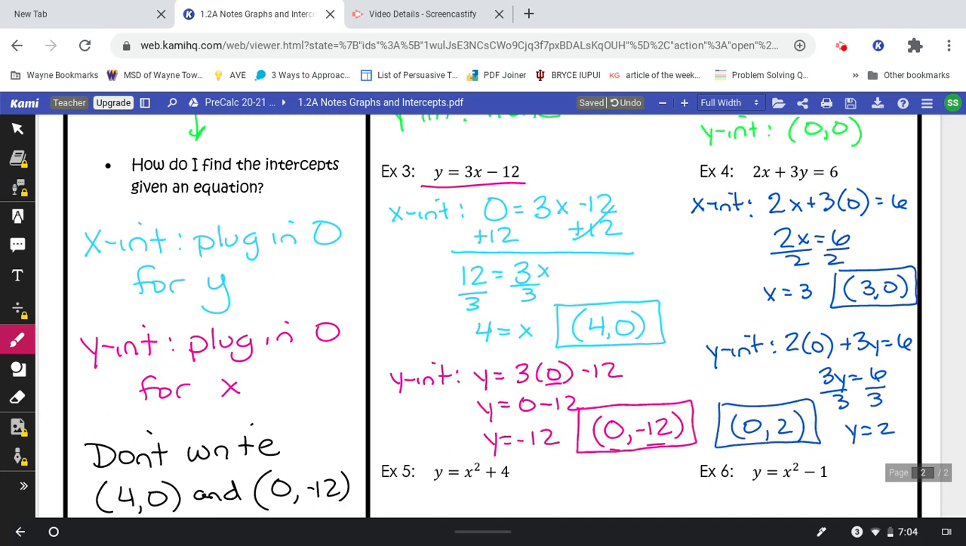All right, you should have gotten answers as (3, 0), so x equals 3 for the x-intercept, and y equals 2, so (0, 2) for the y-intercept. Again, do not write it as (3, 2). Keep your answers separate.